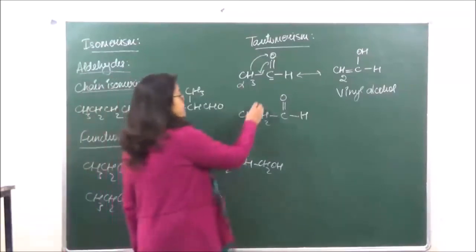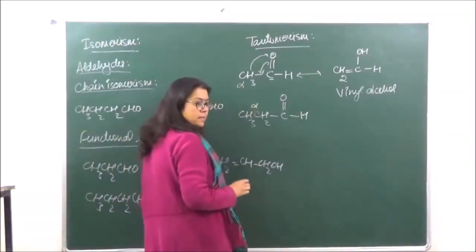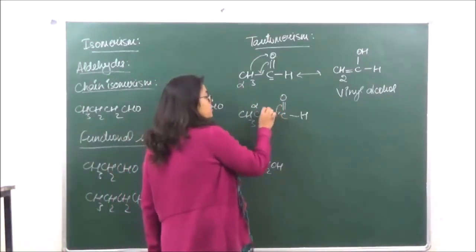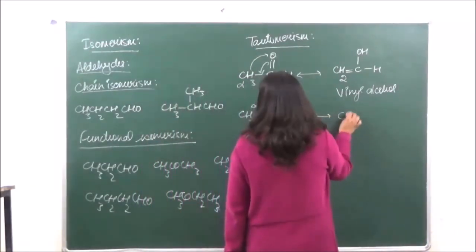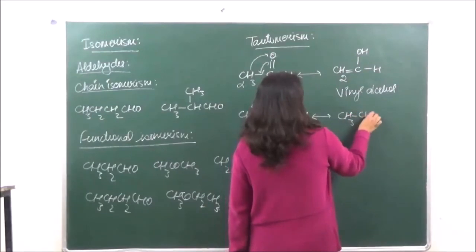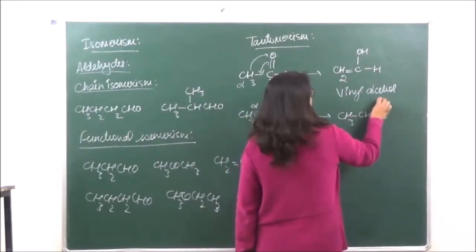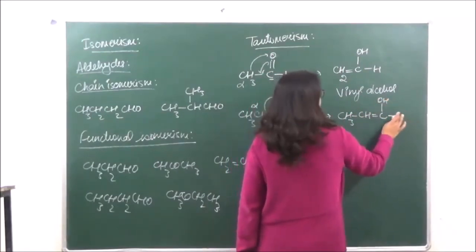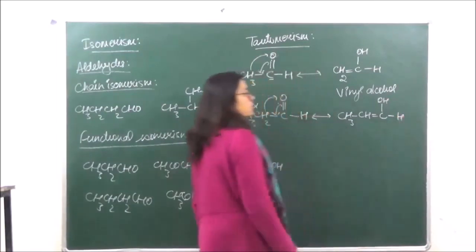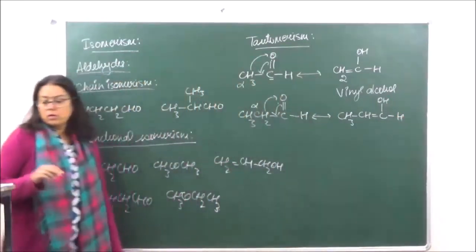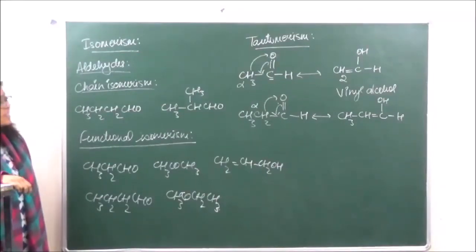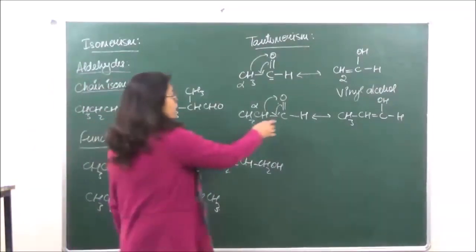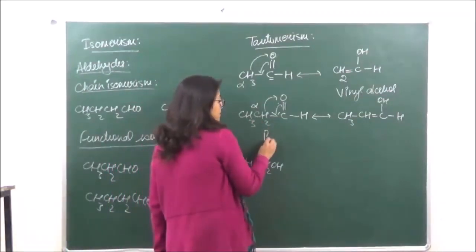Okay, so over here this is going to be the alpha carbon atom. The double bond will shift here, the hydrogen is going to shift here, such that we have CH3, CH, double bond C, OH and H. Okay, so if we're looking at the IUPAC nomenclature of this, it is going to be propanol.